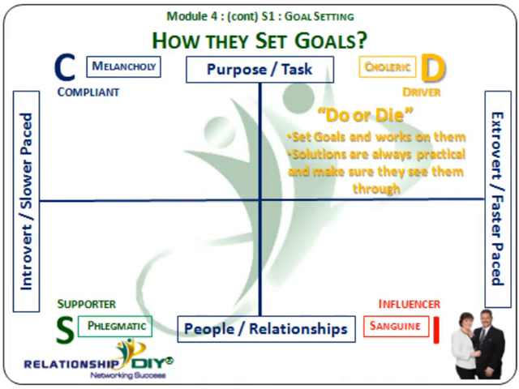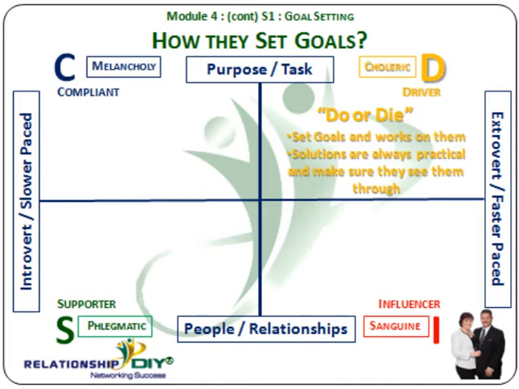Once they've taken control of that process in their do or die attitude, they set the goals and they work them and they make them work. Their solutions are always practical and they make sure that they see them through themselves. The beauty of network marketing in all cylinders firing and running like a well-oiled engine. What about the I's?